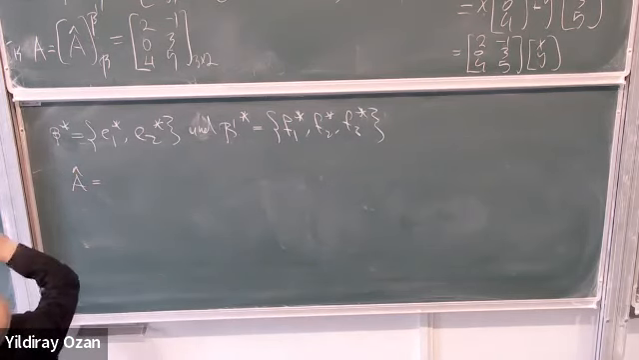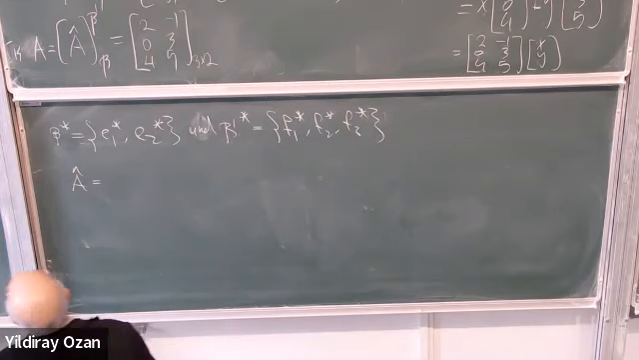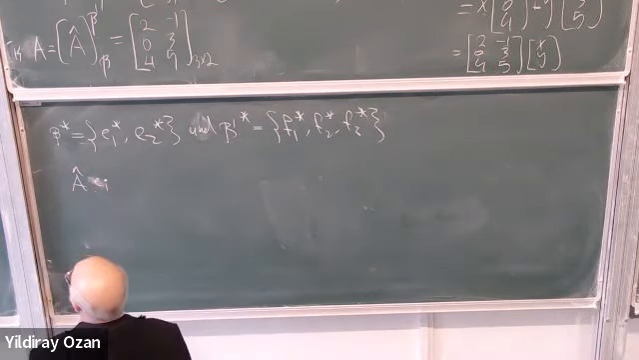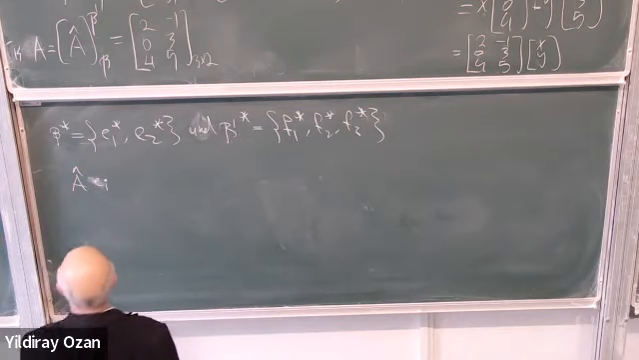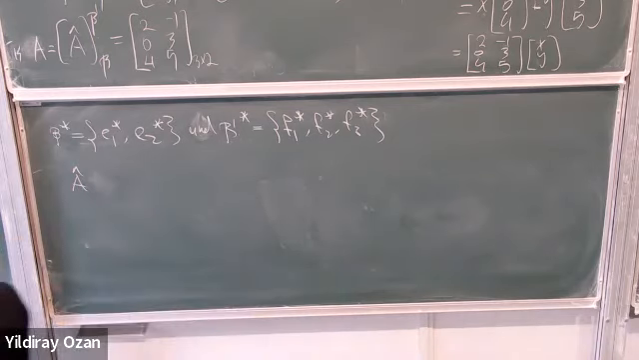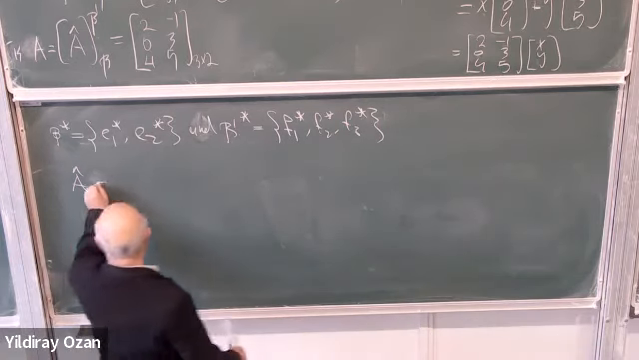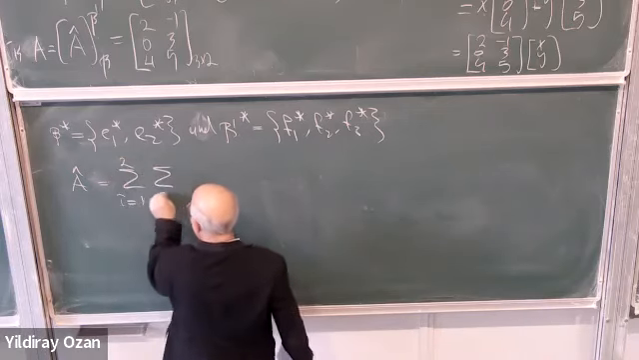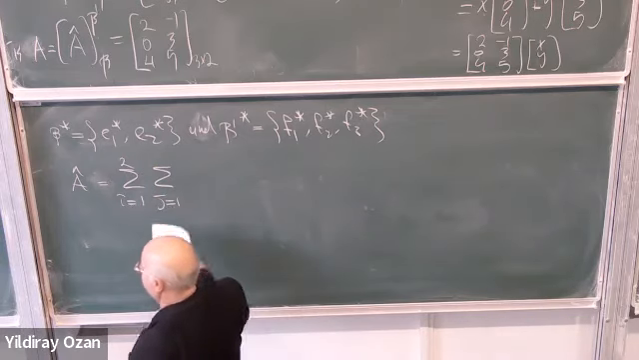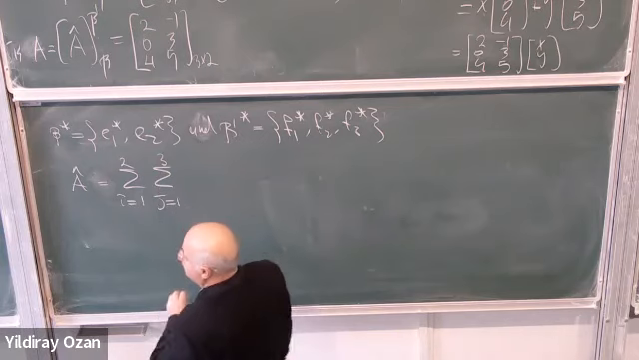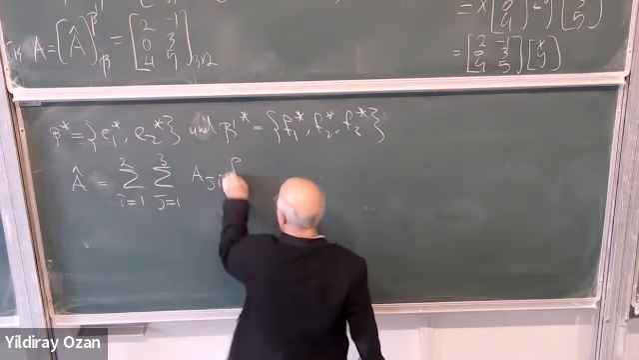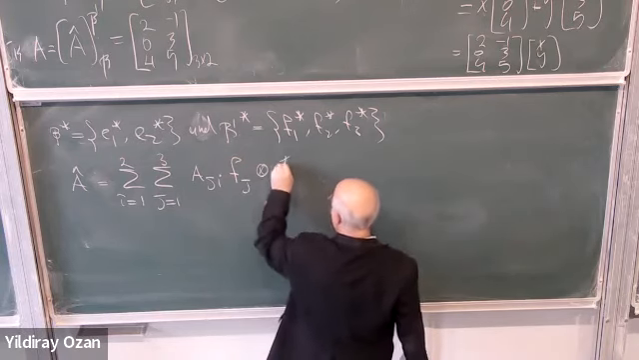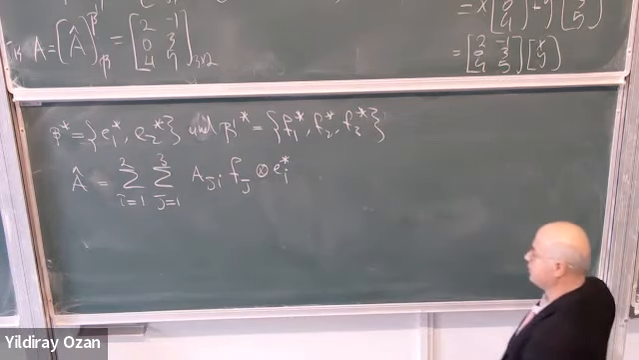yani okay. h, E_i, pardon. Şuradan direkt yazabilirim. h olacak. h is just the summation for i from 1 to 2, summation for j from 1 to 3, a_ji F_j tensor E_i star. So h is just this.